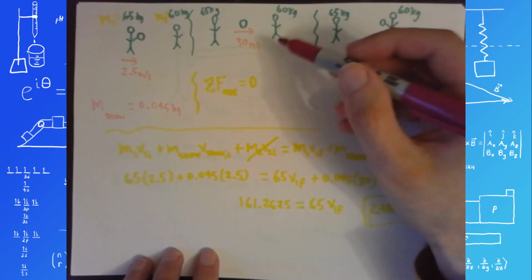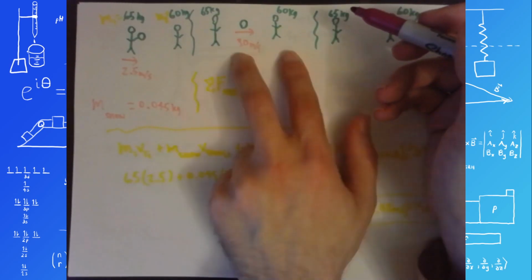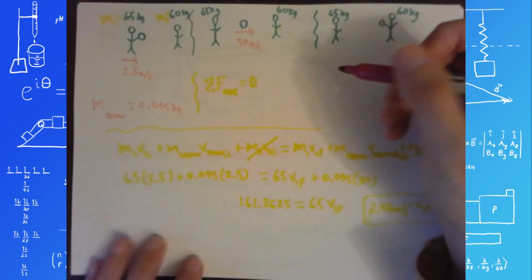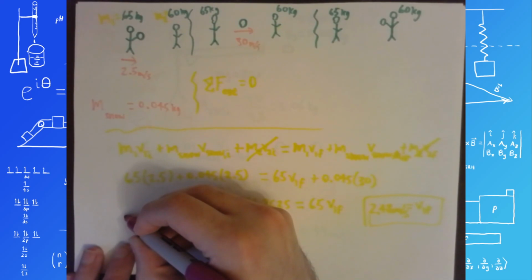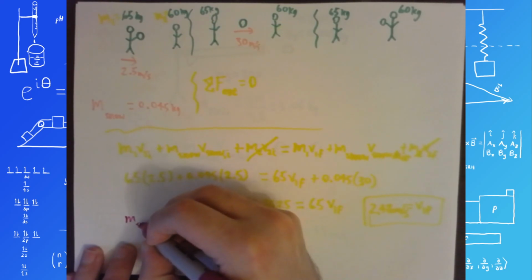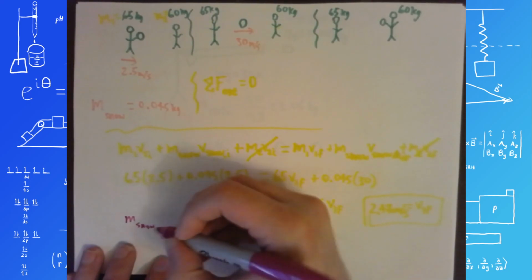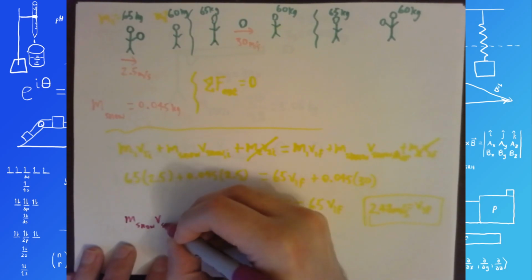So now I want to do the exchange between the snowball and the second person. So we've got m snow times v snow in the air.